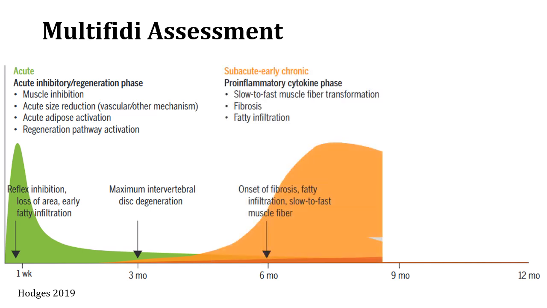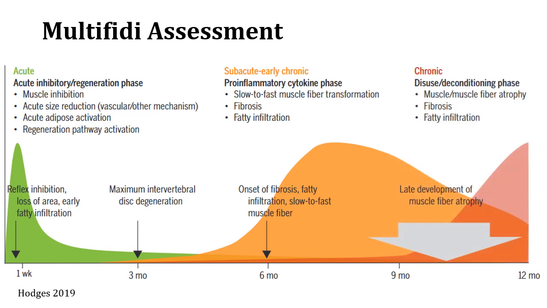When we draw that out to the subacute and early chronic phases of low back pain, there's a pro-inflammatory cytokine phase that leads to slow and fast muscle transformation. That means that those type 2 fibers start to transition more to type 1. They are less responsive and less reactive to perturbations and anticipatory quick movements. There's a fibrosis of the muscle, and then there's also a fatty infiltration that sets in. The onset of fibrosis and fatty infiltration, slow to fast transformation, happens around that 6-month mark.